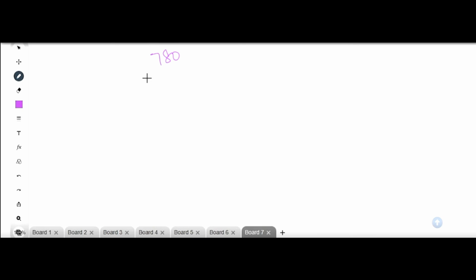So what did you do for sine? 780 minus 720. What is the final answer you got for sine 780? Root 3 over 2. Very good. So 780 lies in which quadrant? 780 lies in the first quadrant. Very good.